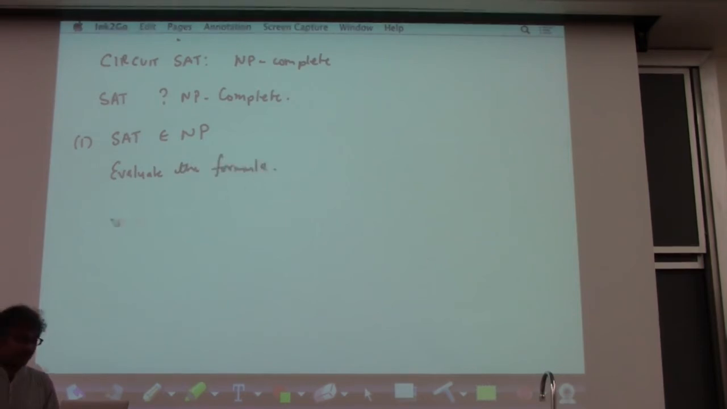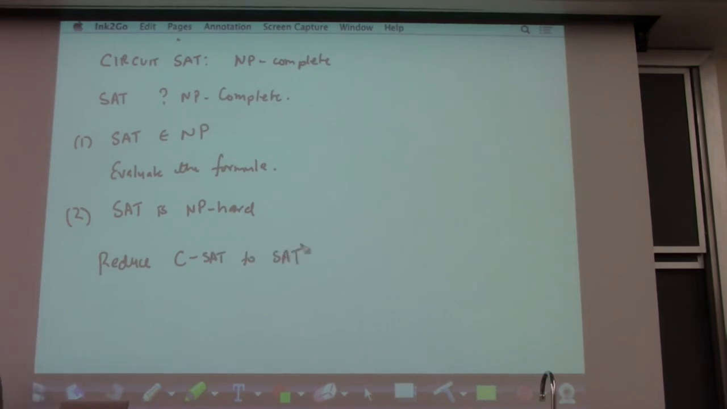Okay. The second thing we have to show, to show it's NP complete, is that SAT is NP hard. And to do that, we are going to reduce circuit SAT. And I'm going to stop here and say something that I say every year in this class, and it still remains true. Every one of you is going to make a mistake and do this reduction the wrong way around. At least once. Just make sure you don't do it more than once.